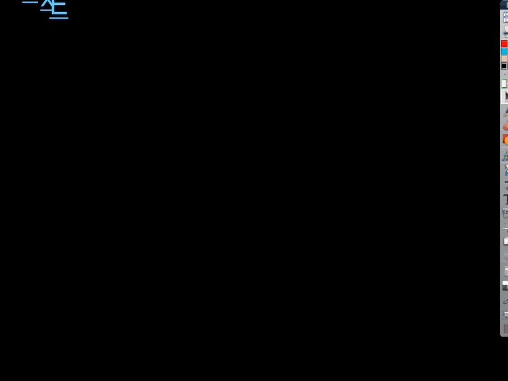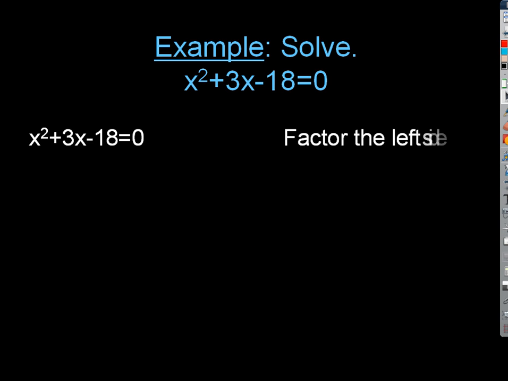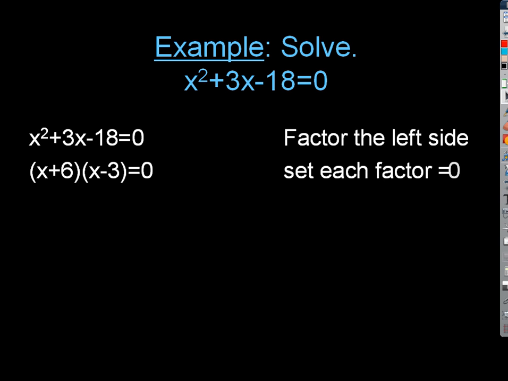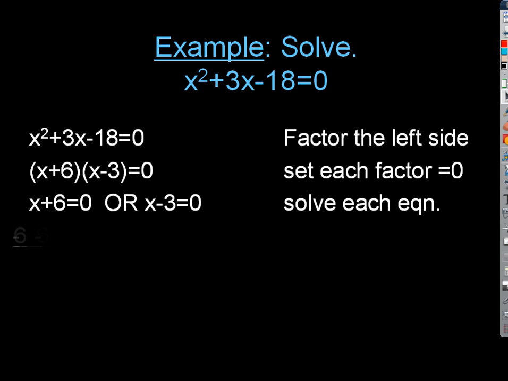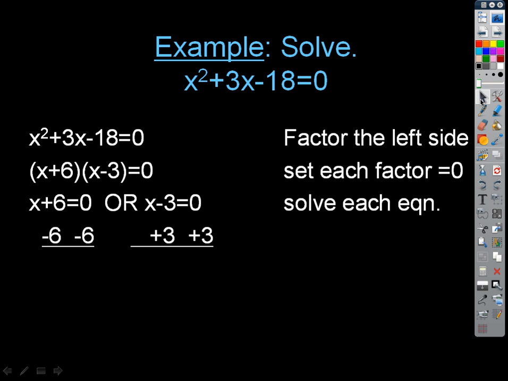Okay. I think maybe we're ready to go. So what we're doing here is we're factoring, setting the factors equal to 0, and solving the individual factors. Okay? Let's call it quits there and go practice a little bit, and we'll pick this up tomorrow.